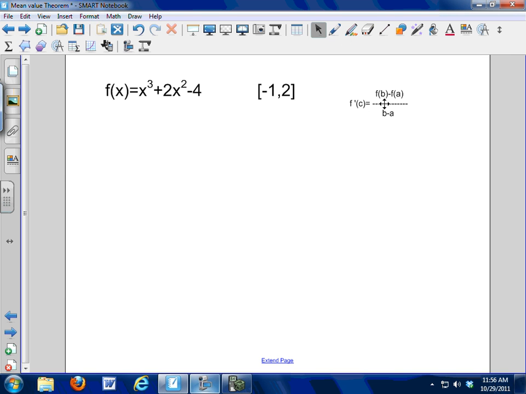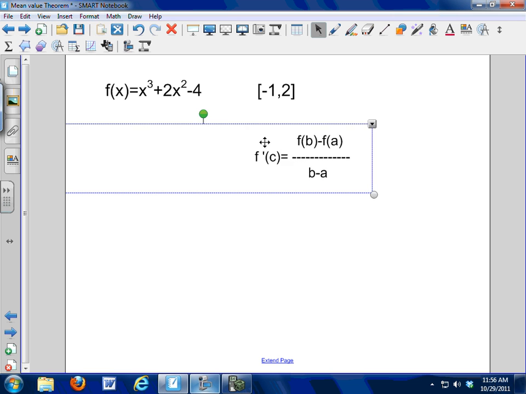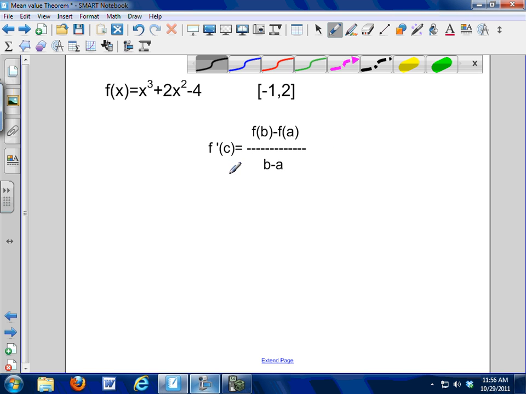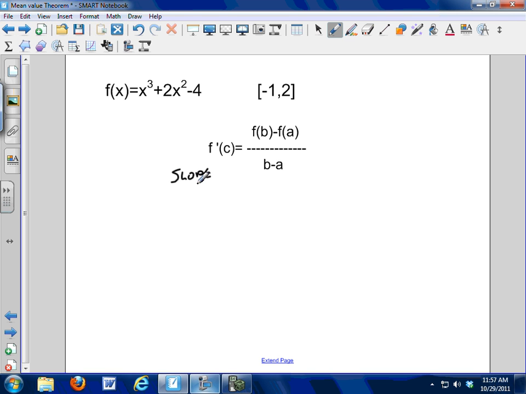Okay, I did that. So the mean value theorem says at some point, it's a weird box, at some point the slope of the tangent line, right here, is equal to the slope of the secant line.